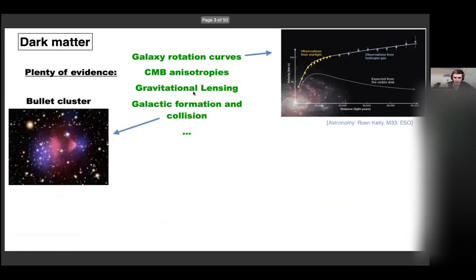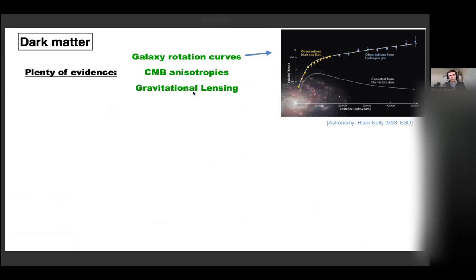Maybe I click my slides. Oops. Okay, so first I introduce dark matter, which I'm not an expert on, but I've done a lot of reading, and I'm now very interested in it.